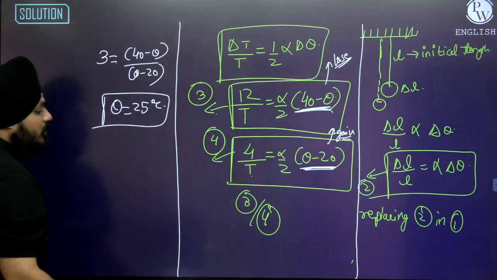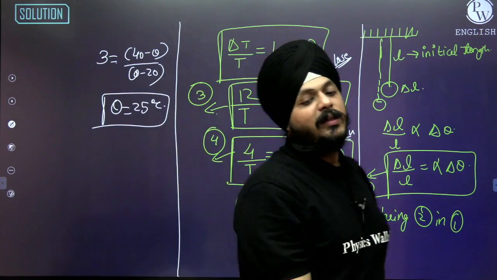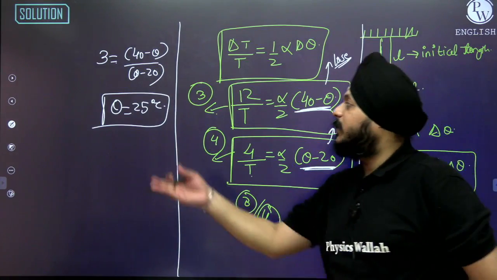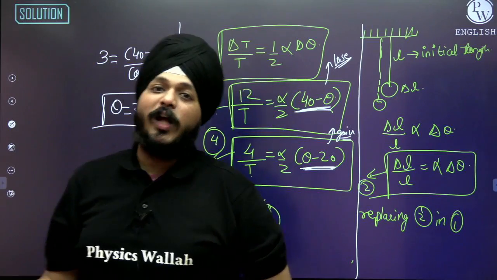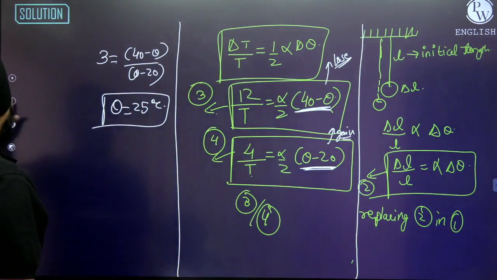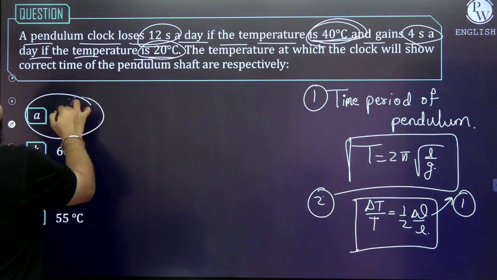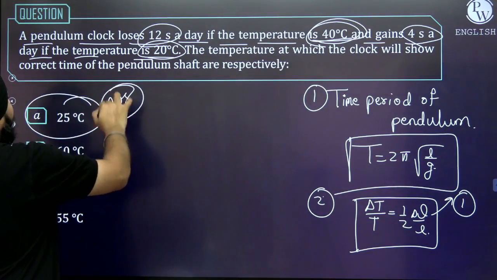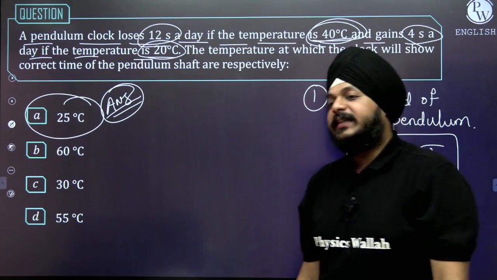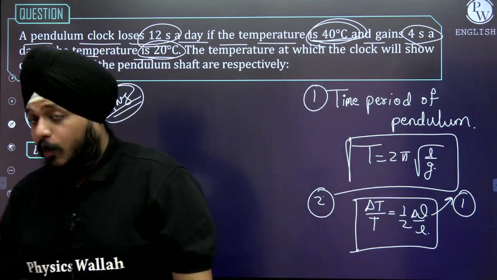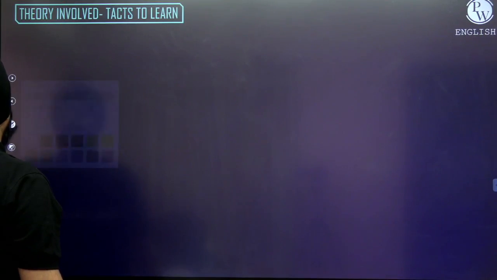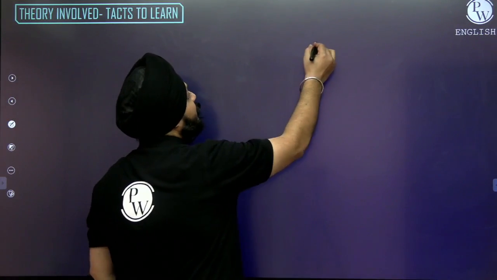Obviously, it is nearly equal to room temperature. The entire time while solving the question, we said above room, below room, and finally we got the answer nearly equivalent to the room temperature. So 25 degrees centigrade is the perfect answer for this specific question. Now what did we learn? We learned a very awesome thing related to the expansion of solids.